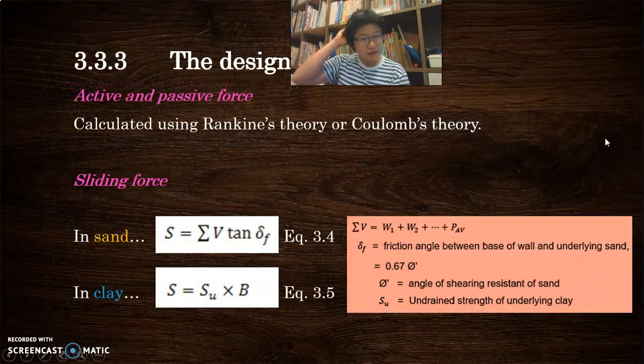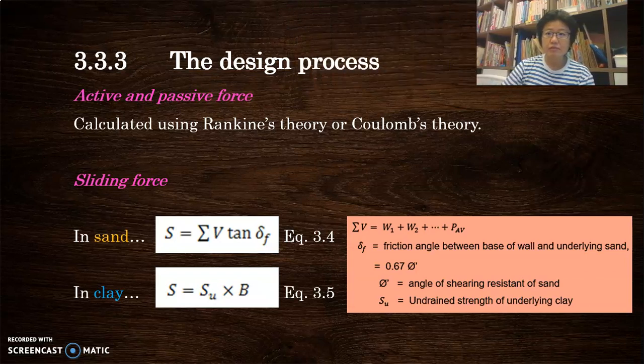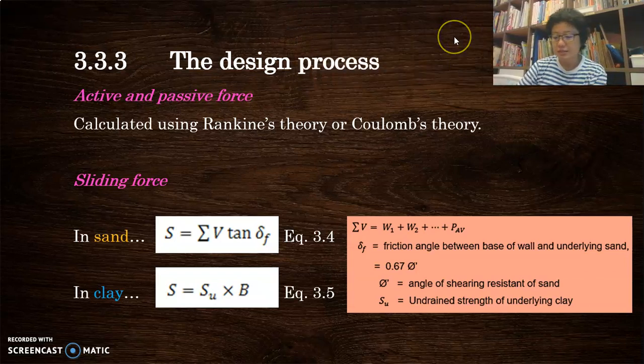Okay, and here are the formulas that we can use to conduct the analysis. For the active and passive pressure, we don't need to talk about that anymore because we learned that in chapter 2, using Rankine's theory or Coulomb's theory, whichever one you prefer. And for the sliding force, remember, we are talking about the shear resistance at the base of the wall. So we are looking at the friction, really.